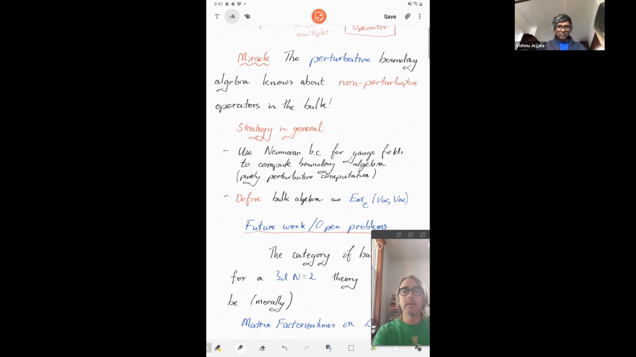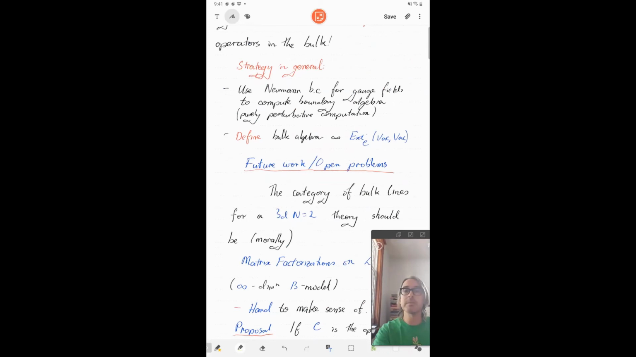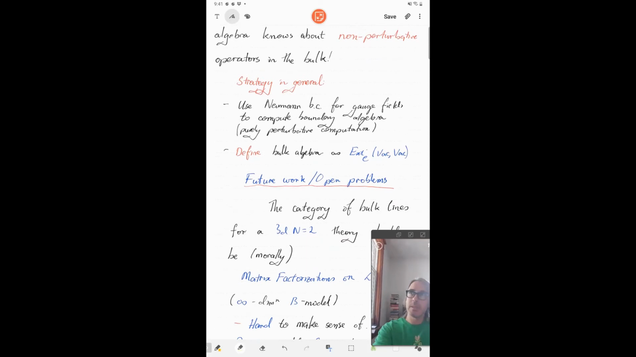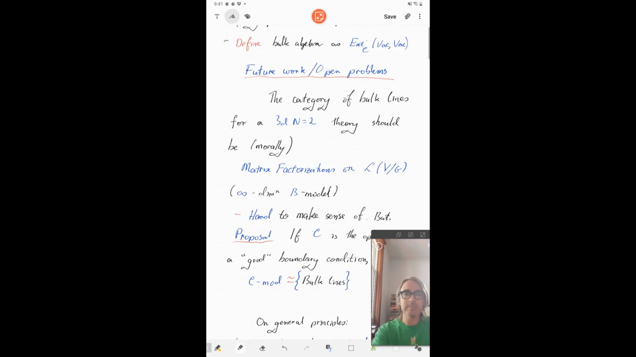So this suggests a general strategy: we can use Neumann boundary conditions to compute the boundary algebra, which is purely perturbative, and then attempt to compute the bulk algebra by using the Self-Ext of the vacuum. Some of these computations get pretty hard, but I think this is doable for abelian gauge theories, and I really want to see how far we can push.